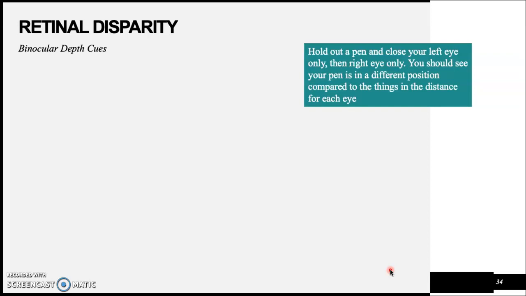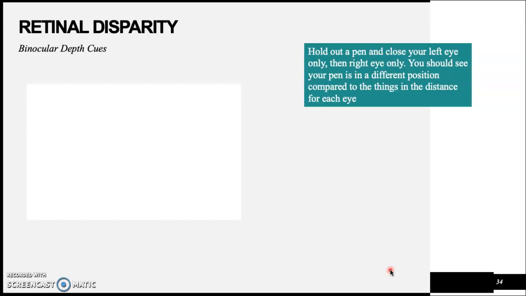So you have noticed this before, I'm sure. If you hold out a pen and close your left eye, and then swap over and close your right eye, and you compare where your pen is compared to the background, you'll notice that your pen actually moves. Now it's not your pen moving, it's the fact that your eyes are slightly different distances apart. And we call that retinal disparity.